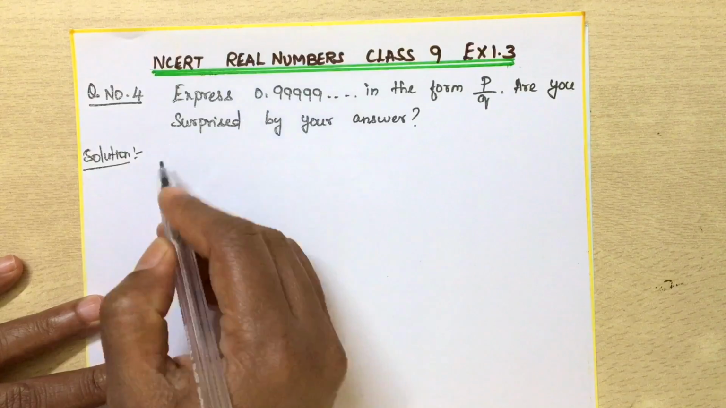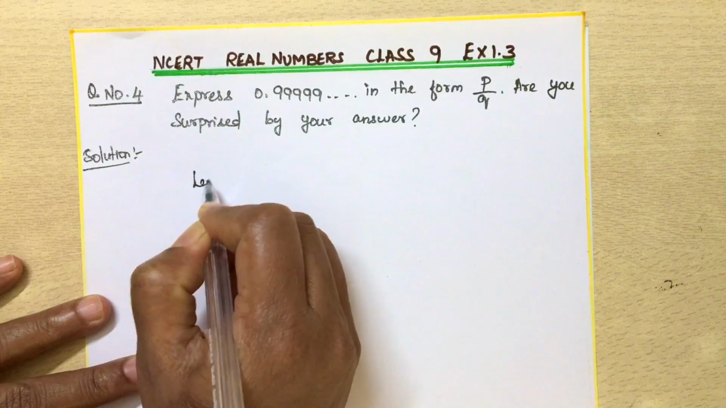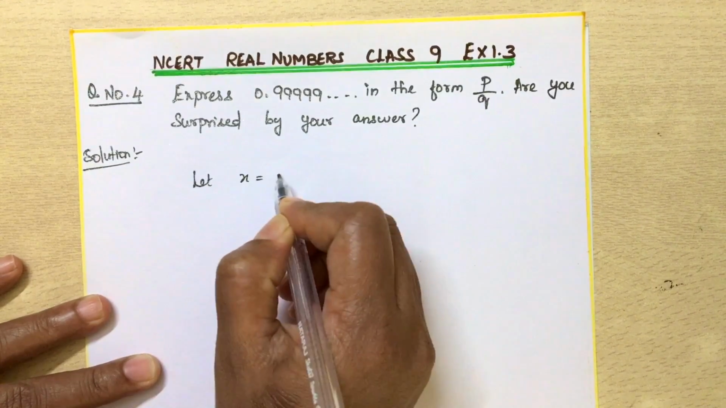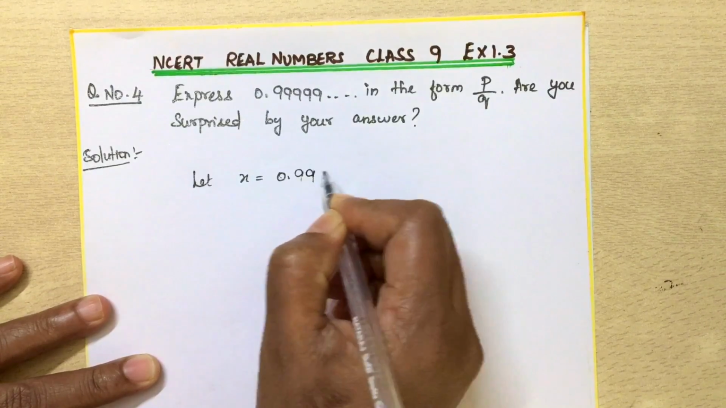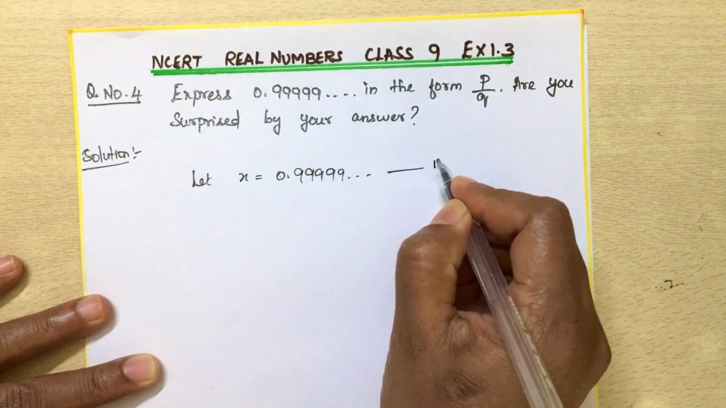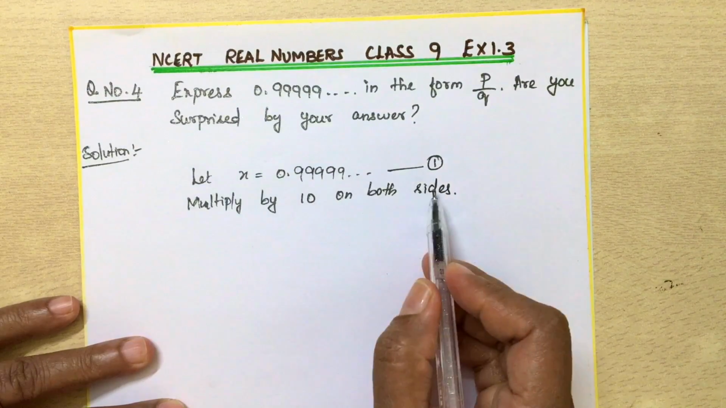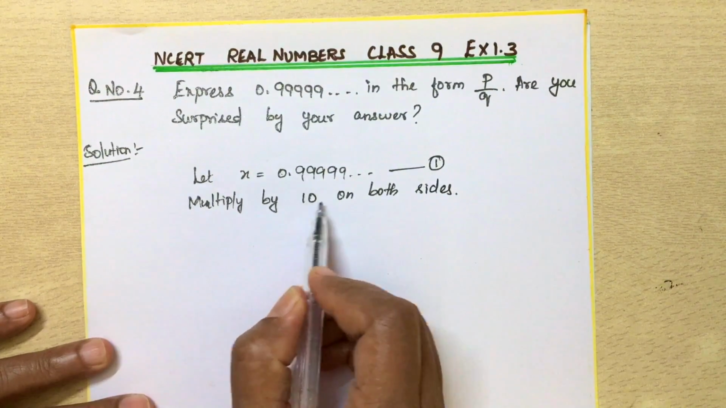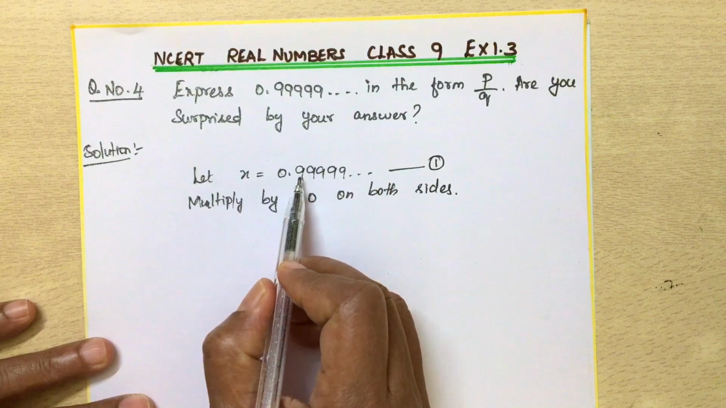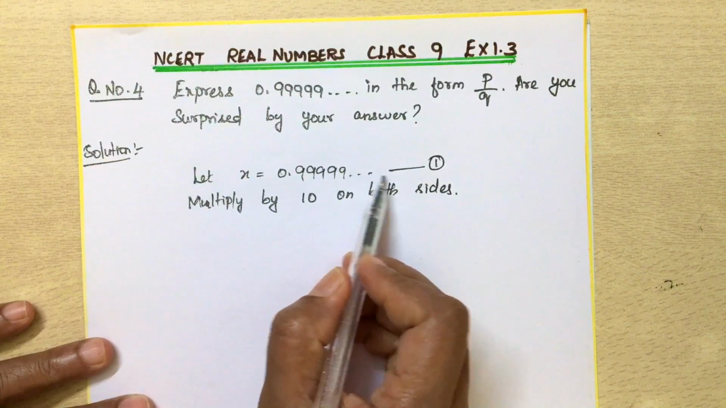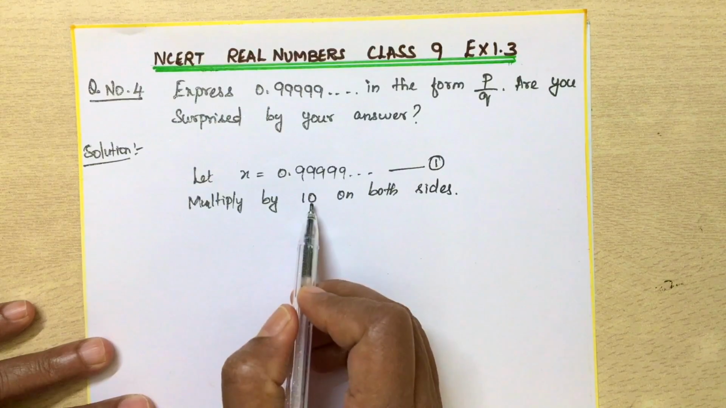Now let us take this given decimal form, that is, let x is equal to 0.9 repeating. Let us take this as equation number 1. Multiply by 10 on both sides. Why are we multiplying by 10? Because there is only one digit, 9, which keeps on repeating. So we have to multiply by 10.